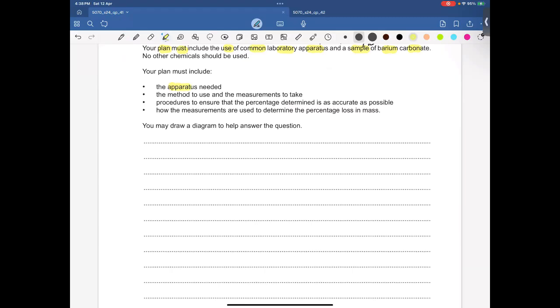Examiner is looking for the apparatus needed, method to use, the measurements to take, and procedure to ensure the percentage determined is as accurate as possible. Measurements are used to determine the percentage loss in mass. You may draw a diagram to help the answer. If I look at everything one by one, it will go very well. First the examiner is asking for apparatus, so we put a heading of apparatus and list it. First we have an electronic balance.